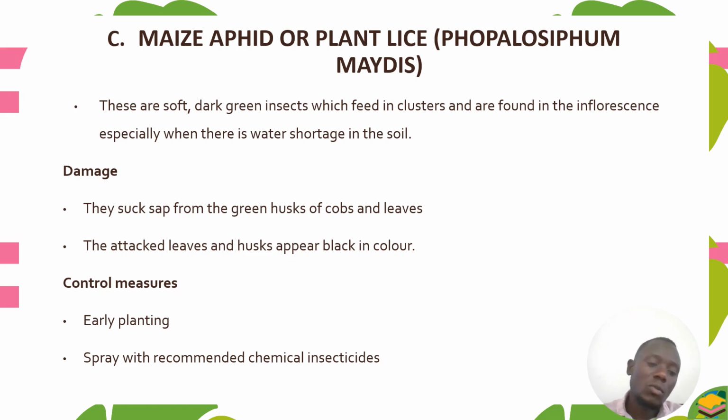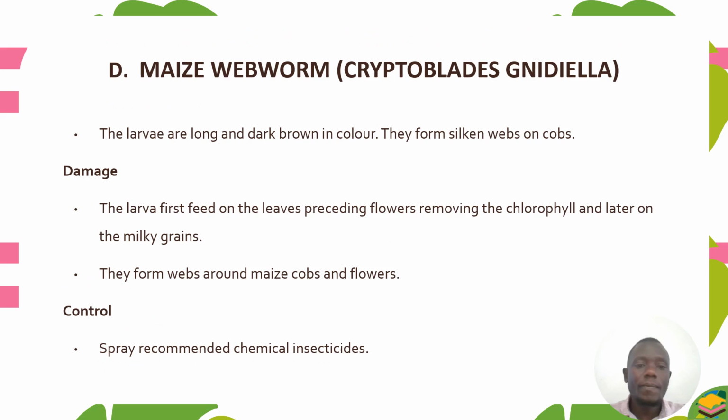So let's look at the control measures. How can we control the maize aphids or plant lice? The first one is early planting. If you plant early, the crops become established before they attack, or they mature early before they attack. Then you talk of spraying with the recommended chemicals or the recommended insecticides.